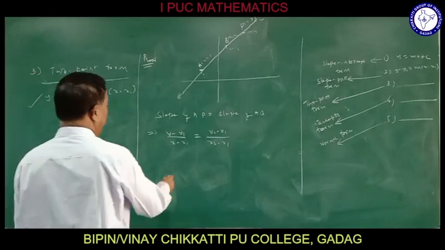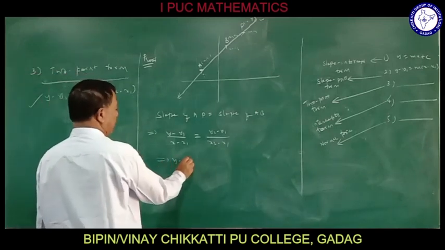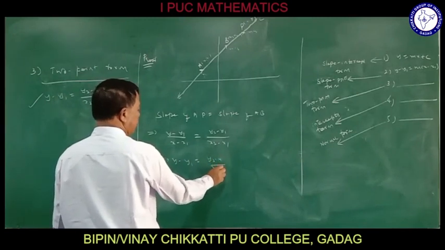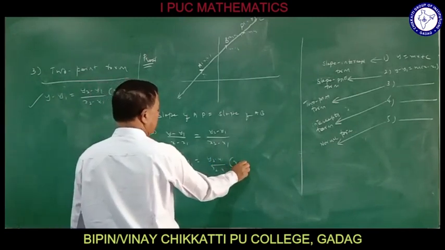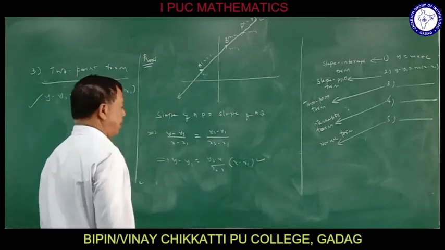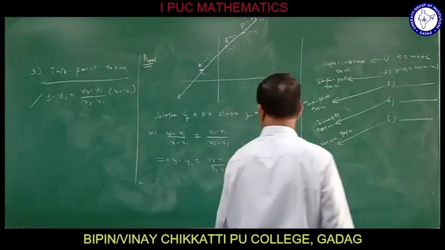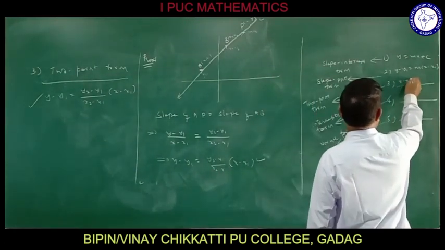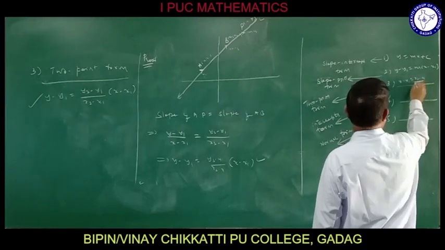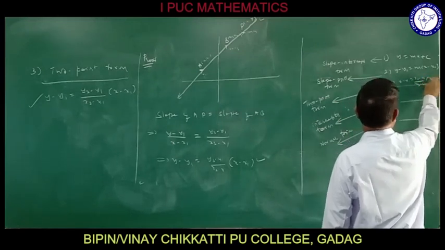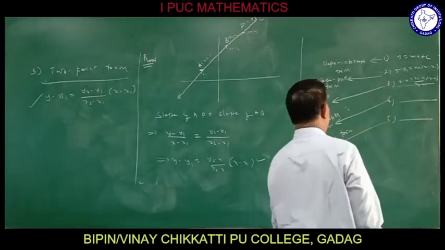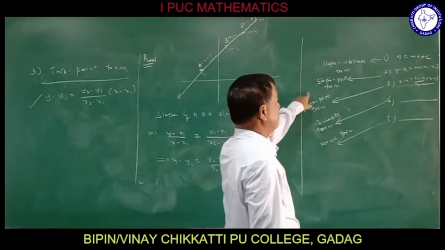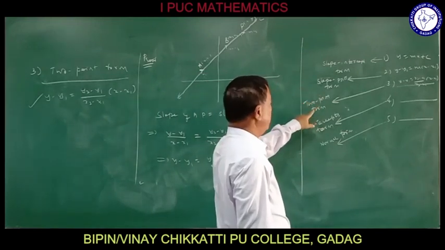Now you can go for writing that formula: y minus y1 is equal to (y2 minus y1) divided by (x2 minus x1) into bracket x minus x1, and this is the formula of the equation of a line in the 2-point form. What is the formula? y minus y1 is equal to (y2 minus y1) divided by (x2 minus x1) into bracket x minus x1. Now we have completed the 2-point formula. So slope intercept is over, slope point is over, 2-point is over.